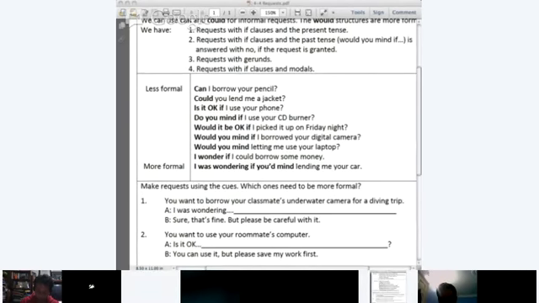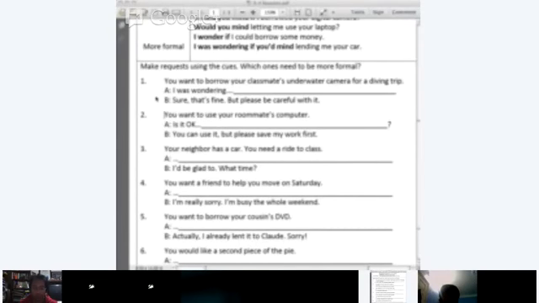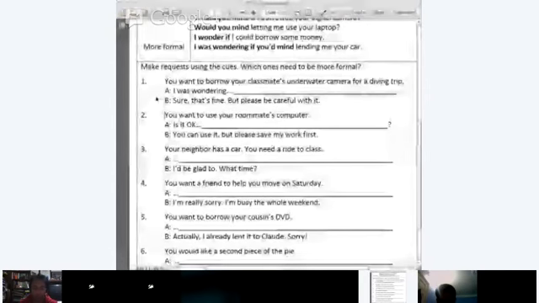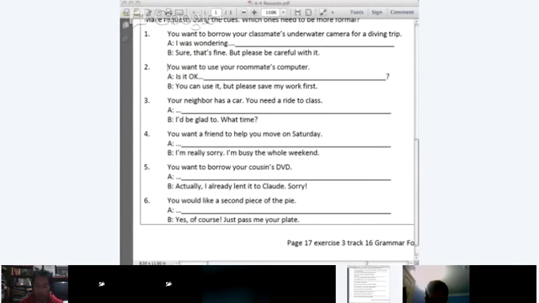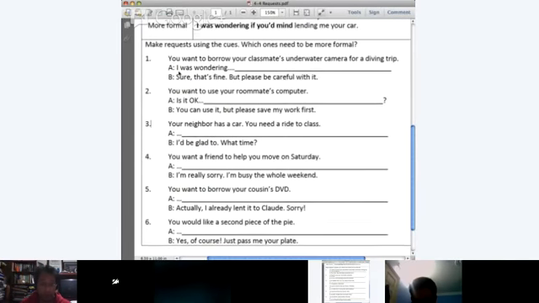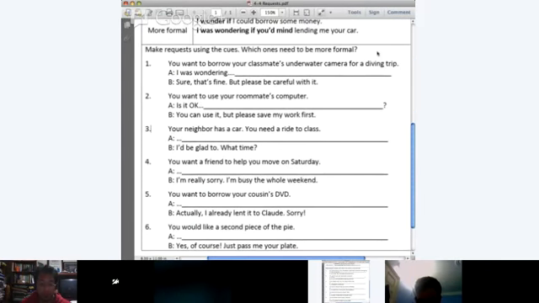Nope. Okay, good. So let's get in some practice. It says make requests using the cues. Which ones need to be more formal? So we need to look at the context and figure out how formal our request should be. The first one says you want to borrow your classmate's underwater camera for a diving trip. So how should you ask? You start your question with, "I was wondering."